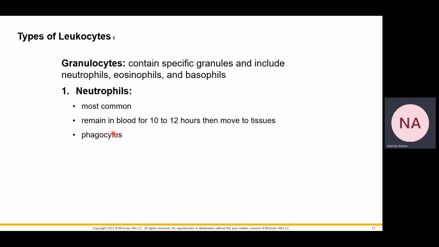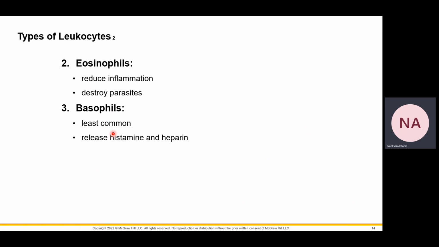Alam niyo na naman ang process ng phagocytosis. Yan, cell eating, di ba? Your neutrophils perform phagocytosis to eat cellular debris, to fight against infection. So therefore, sila yung kumakain ng bacteria and other foreign substances or materials na nakapasok sa ating katawan. Second, you have your eosinophils.